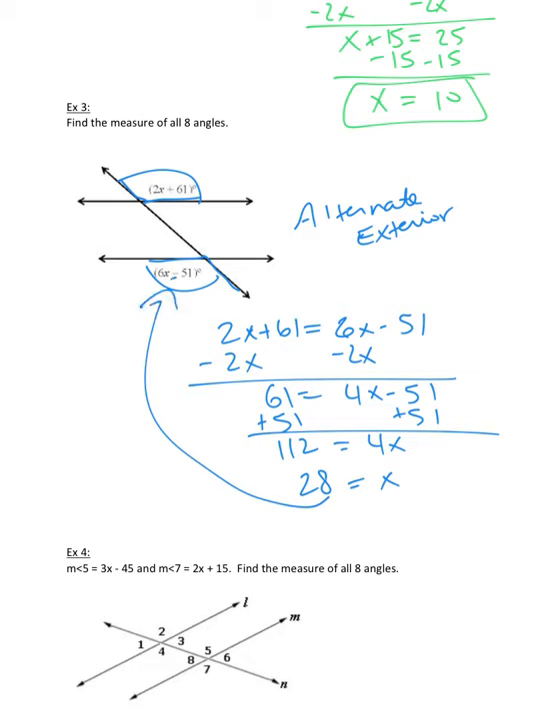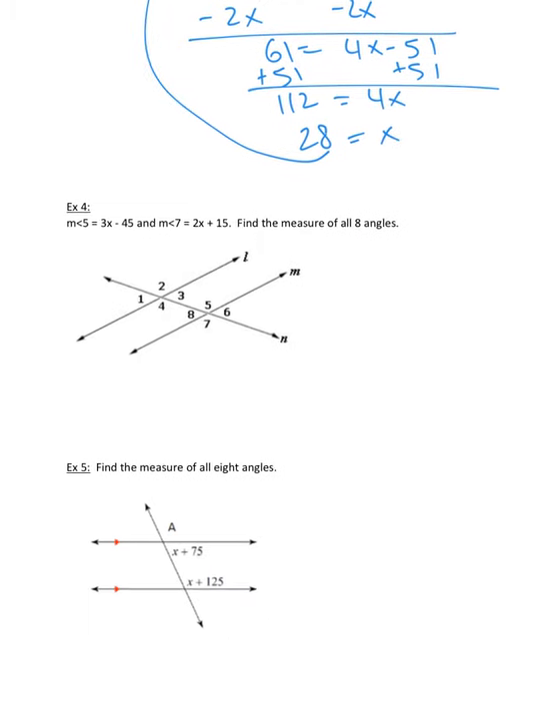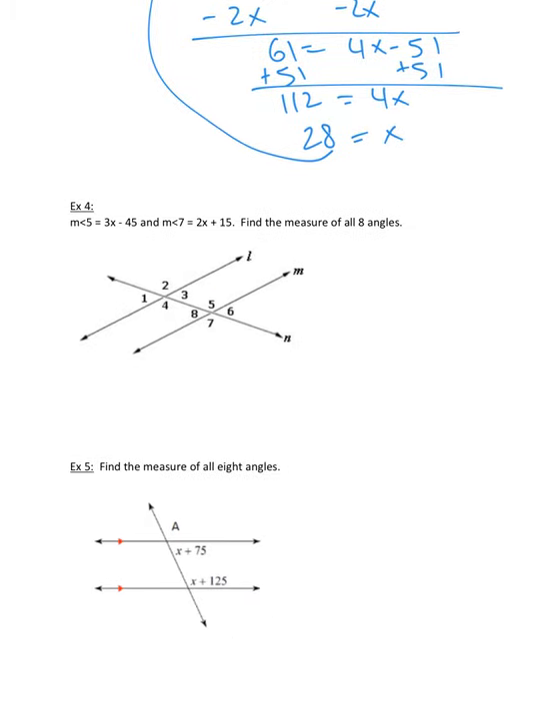Example 4. This time I'm going to put them into the diagram. Angle 5 is given to you, 3x minus 45. That's here. And angle 7 is 2x plus 15. You could see they're directly across from each other. They share this common vertex. They are vertical angles. Vertical angles are congruent. They're the same measure.